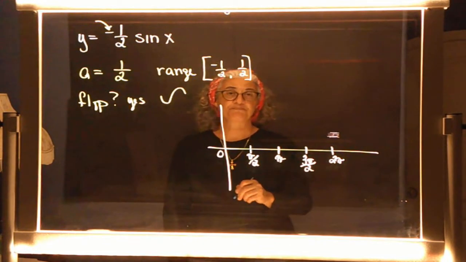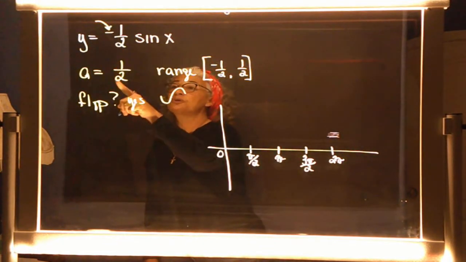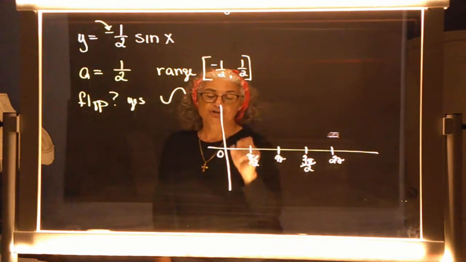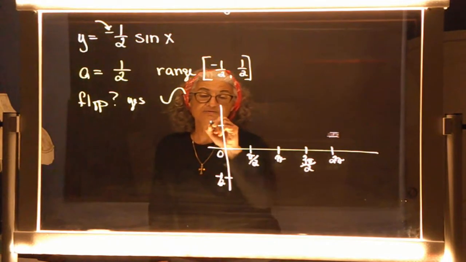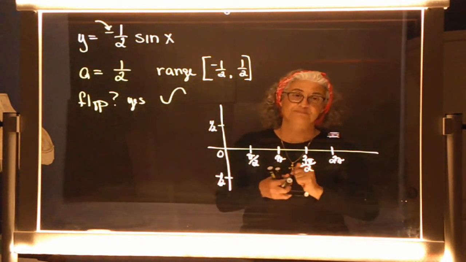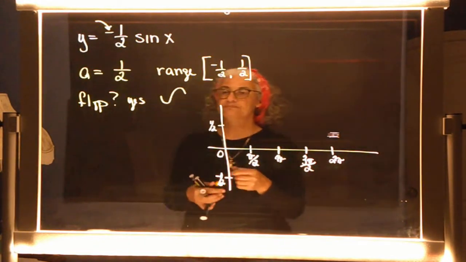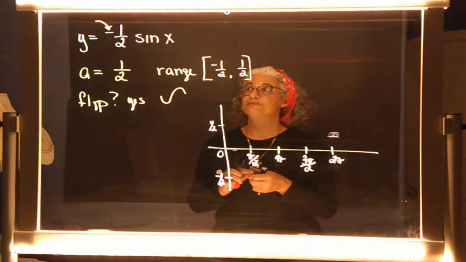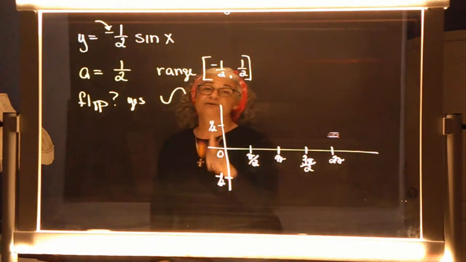Are you with me? And according to what you've told me, since the amplitude is 1/2, my range should go from a -1/2 to a +1/2, right? And the graph should flip over, shouldn't it? Well, let's take a look. So, I'm going to plug in 0. And I'm dealing with the sine graph, right?